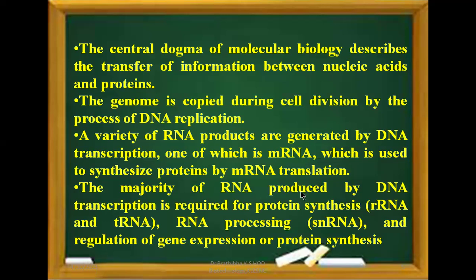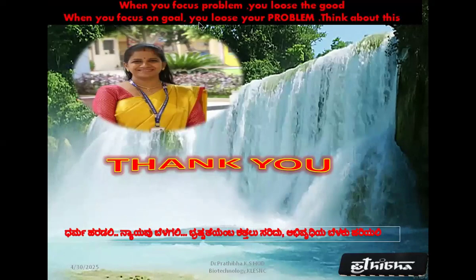The majority of the RNA produced by DNA transcription is required for protein synthesis, that is ribosomal RNA and tRNA, then RNA processing, then regulation of gene expression and protein synthesis. So this is all about the Central Dogma.